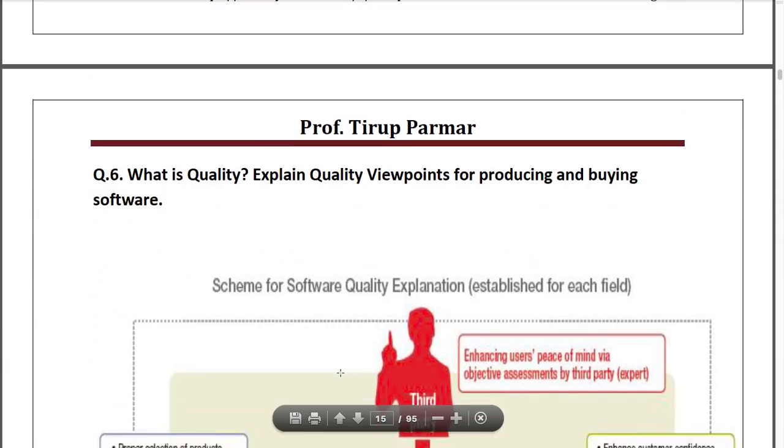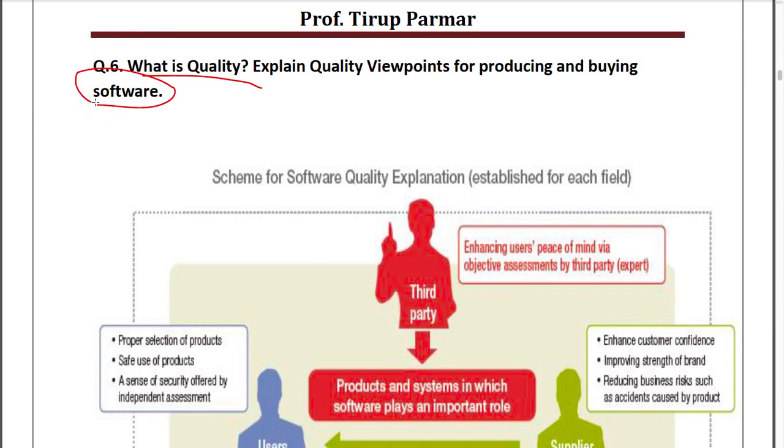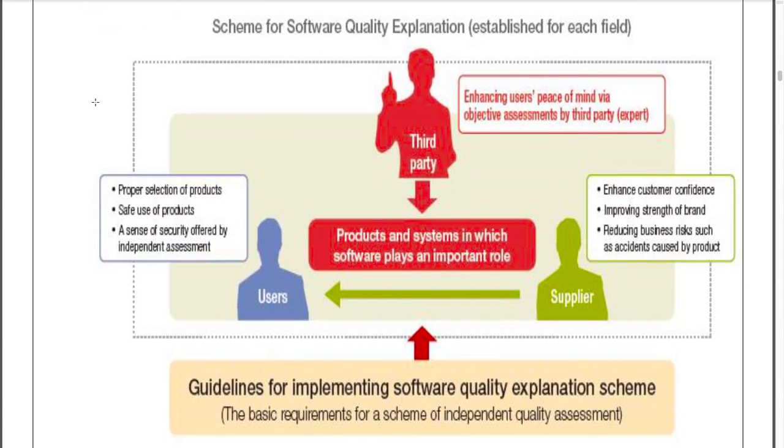Now the next question which we are going to discuss is, what is quality? Explain quality viewpoint for producing or buying software. So what do we mean by quality? Now remember, the definition of quality changes from person to person. If we talk about the developer, quality means that the software works properly and it is easy to change or modify.